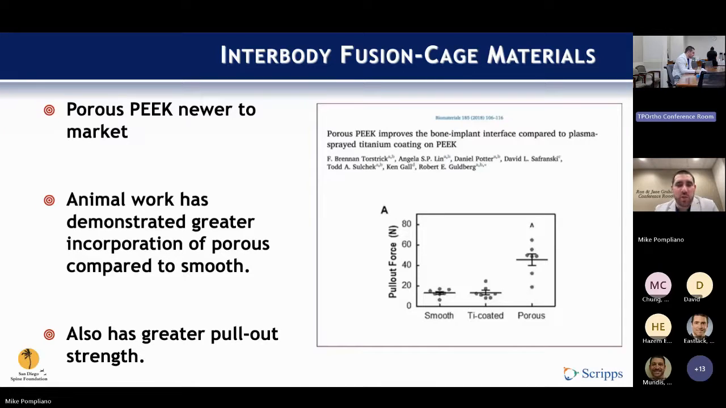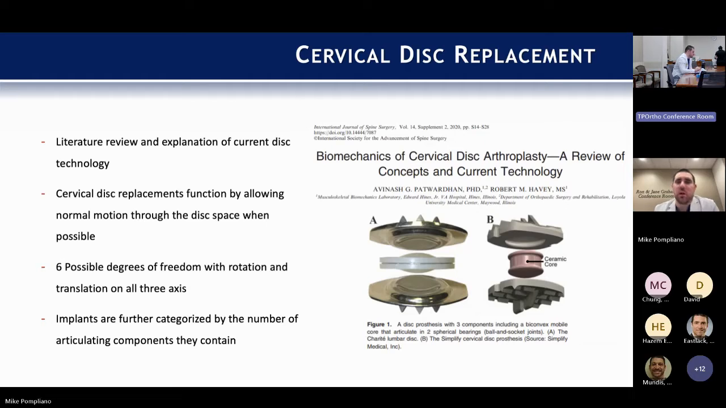So this is porous PEEK as a newer material. Essentially, the animal work has demonstrated greater incorporation of porous as compared to smooth, also with greater pull-out strength, similar to kind of everything else we've talked about. Having the additional pores or rougher texture can aid in healing.